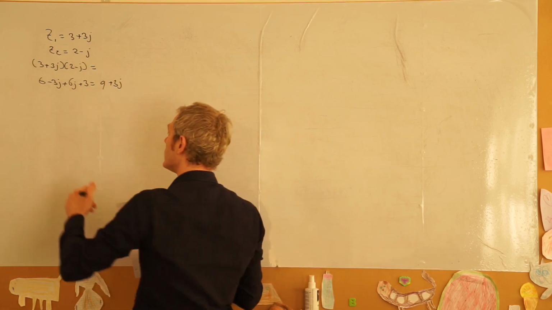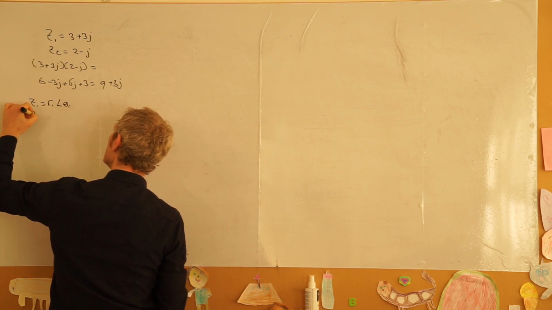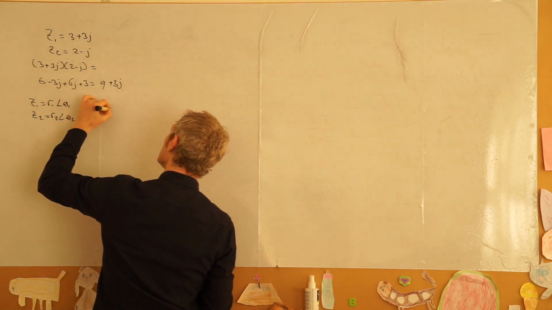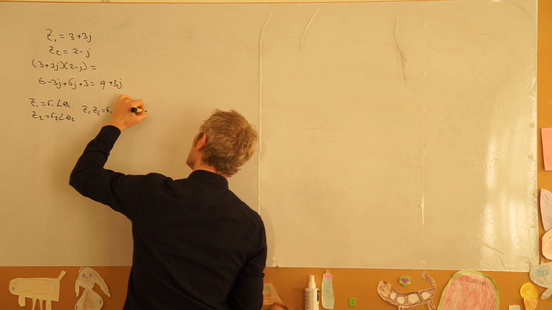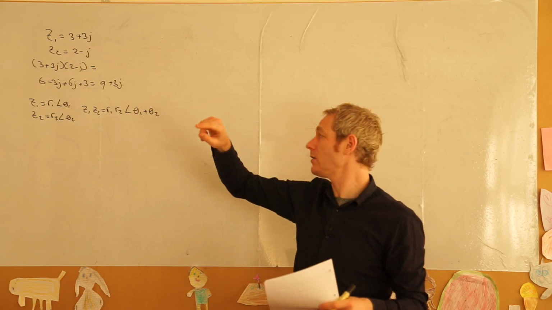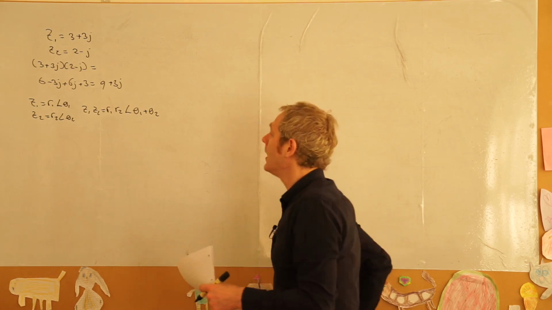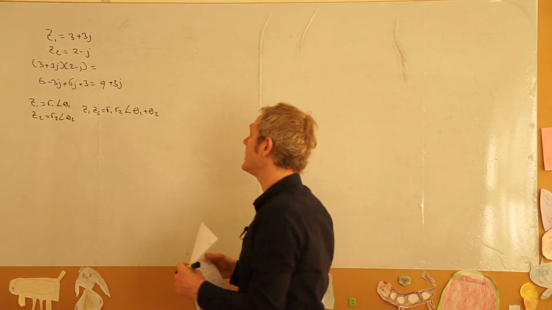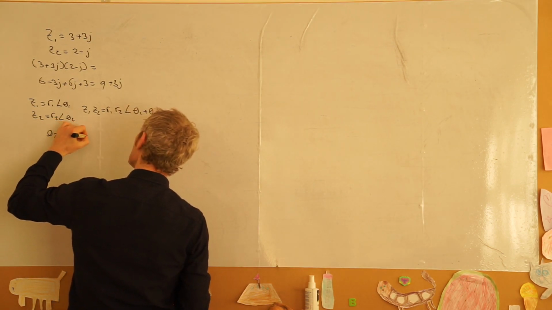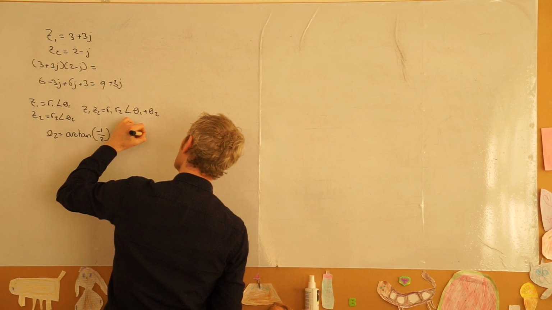Now the multiplication with the first and the second one: if we have Z1 is R1 angle theta 1 and Z2 is R2 angle theta 2, then Z1 Z2 is equal to R1 R2 angle theta 1 plus theta 2. So if theta 2 is positive, we'll get the rotation anti-clockwise, and if it's negative, we'll get it clockwise. So we need to find out what theta 2 is. Well, theta 2 is the arctangent of minus 1 over 2, which is equal to minus 0.46.